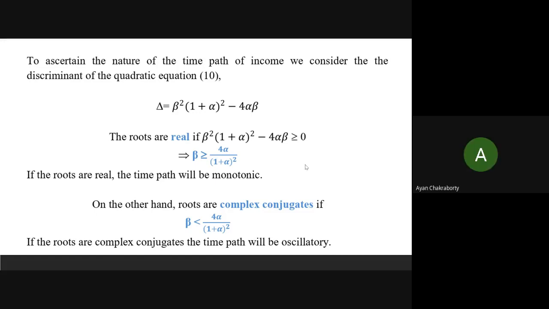Ma'am, why monotonic and why oscillatory? How we will verify? Okay, so this will depend on the nature of the roots. These you don't need to verify. You need to check whether the roots are real. If the roots are real, in that case, your time path will be monotonic in nature. If roots are complex conjugates, in that case, your time path will be oscillatory in nature.